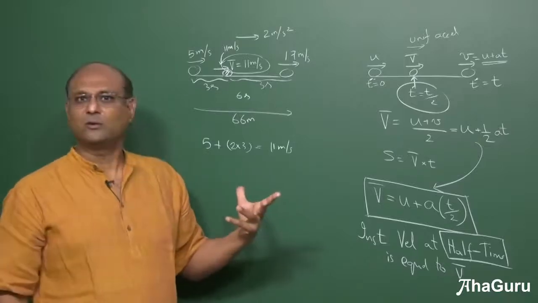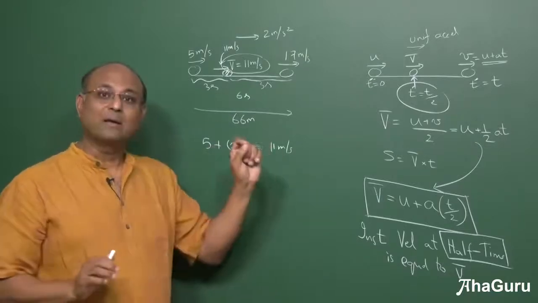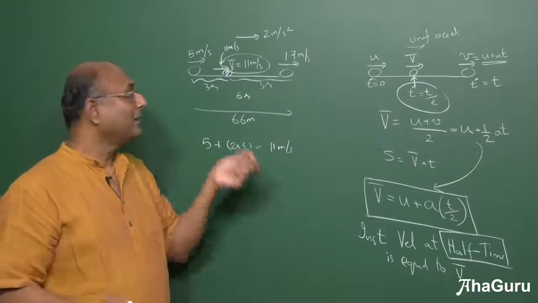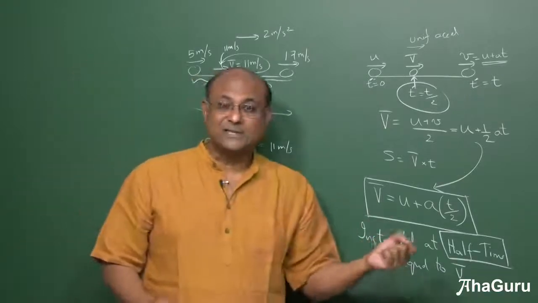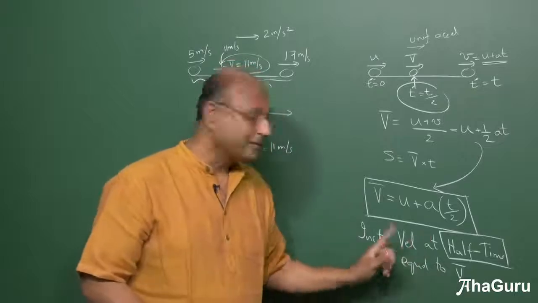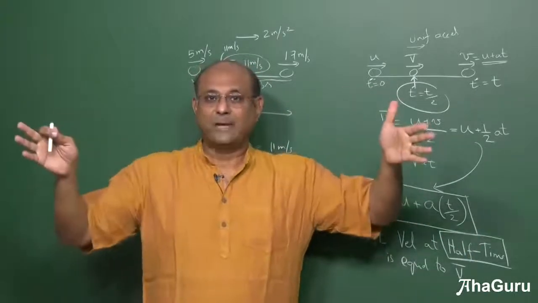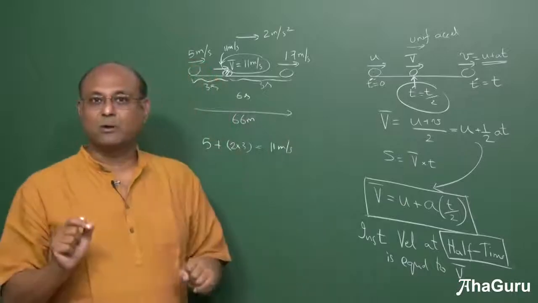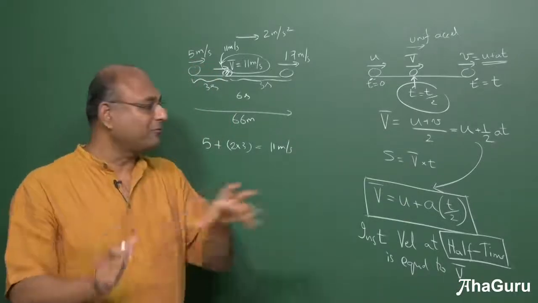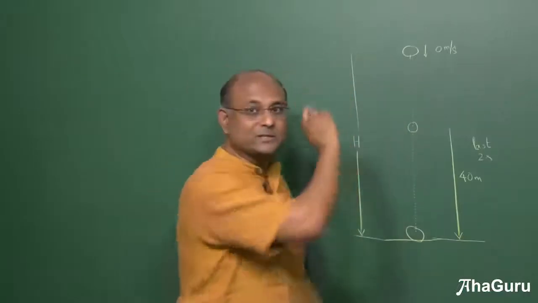When will this be useful? Many problems. So what I will do is to show you how I can use this in a couple of problems. Keep in mind, instantaneous velocity is equal to average velocity at half time. Instantaneous velocity at half time is equal to average velocity for the full time period. So let us use this in 2 problems so that we get a very clear picture of how to use this in problem solving. So let us look at this question.